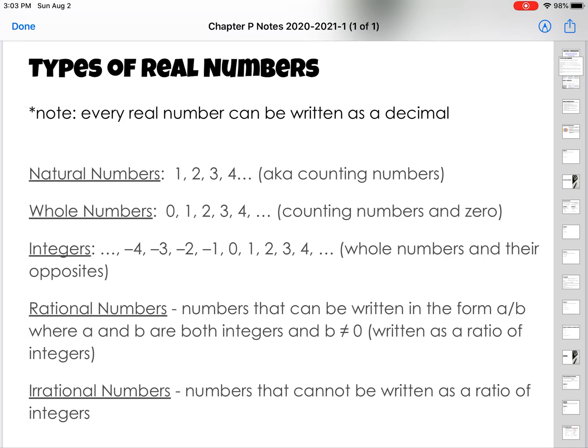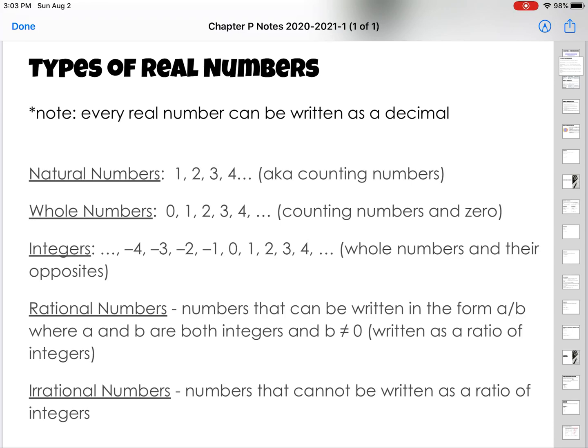So natural numbers, aka counting numbers, are those ones you learn as a child on your fingers. They're the ones you would count naturally. 1, 2, 3, 4. Our whole numbers are 0, 1, 2, 3, 4. So all the counting numbers also 0. Our integers are whole numbers and their opposites, so we also go in the negative direction.